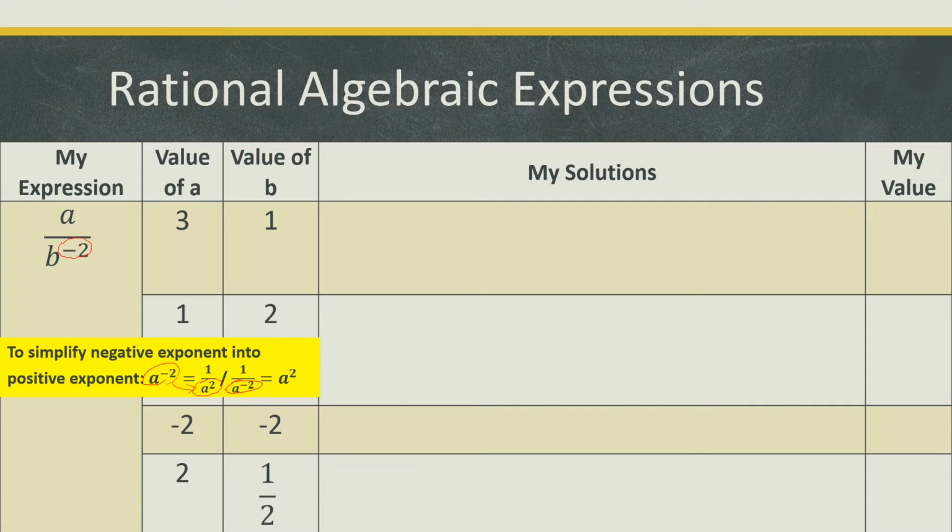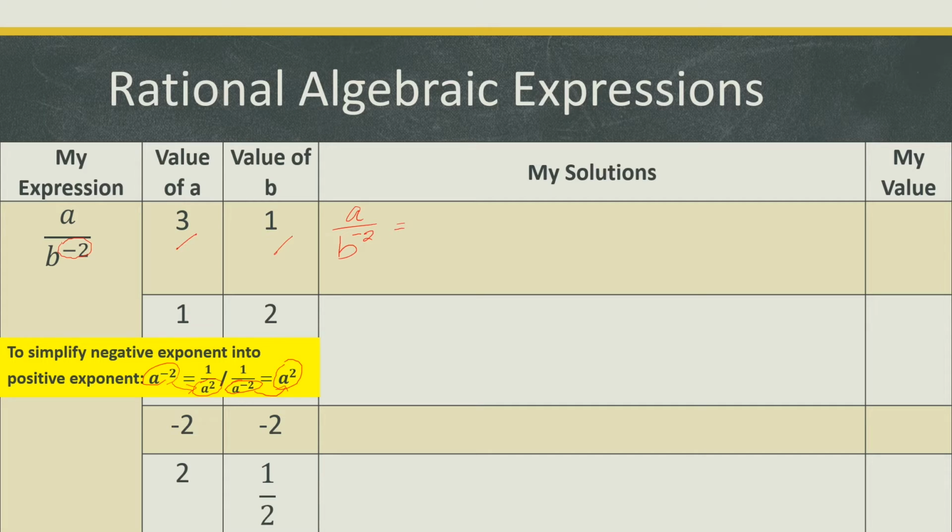Paano naman kung nasa denominator ang negative exponent? Mapupunta siya sa numerator, and then mawawala na yung negative sign ng exponent. Example number 1. The value ng A is 3. Ang value ng B is 1. First, copy the given. A over B raised to negative 2.